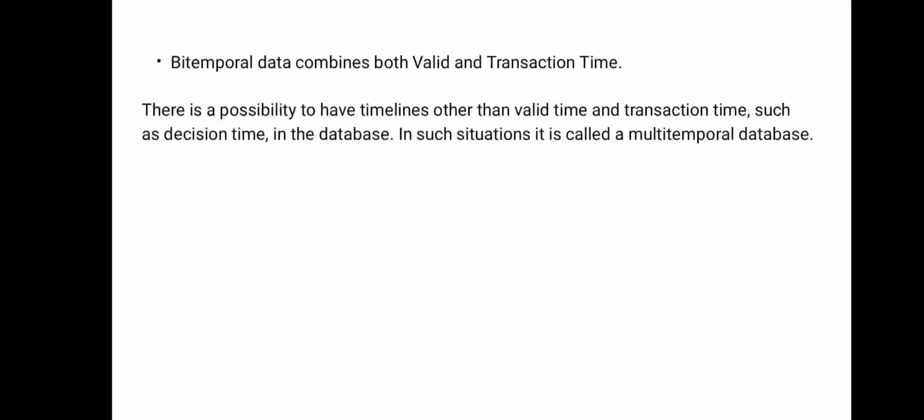So the next is bitemporal data, which combines both valid and transaction time. The valid and the transaction timelines are of two types, and it is encapsulated into one single unit. It is a multi-temporal database, meaning any situation can come or any decisions can be taken to compare the time or to do the transaction time, which is known as multi-temporal database.